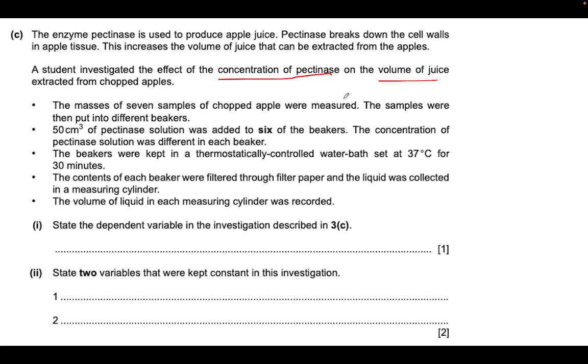Now, the mass of 7 samples of chopped apples were measured. Each sample was then put into a different beaker. That means we had seven samples. Now 50 centimeter cube of pectinase, this is a volume of pectinase, you see it is the same in all 7. That means this one is what we are keeping the same. It is a control variable. I want to think that it is clear to us that it's a control variable.